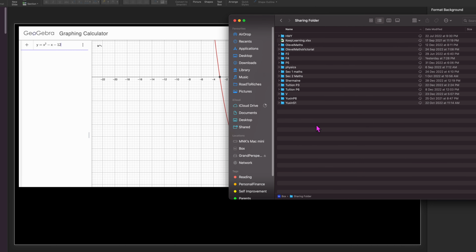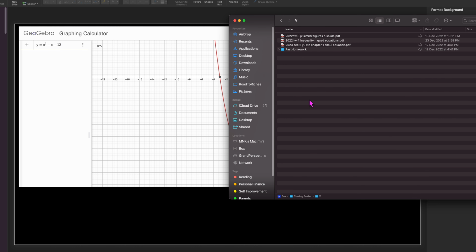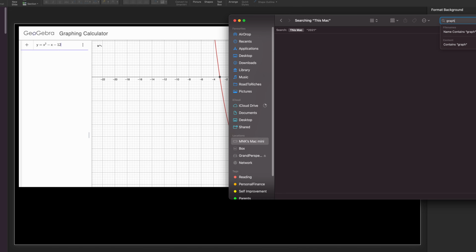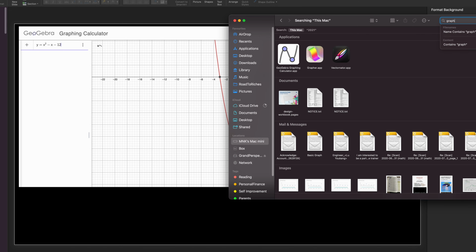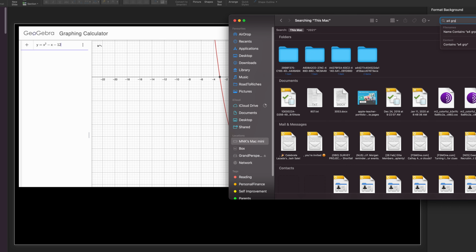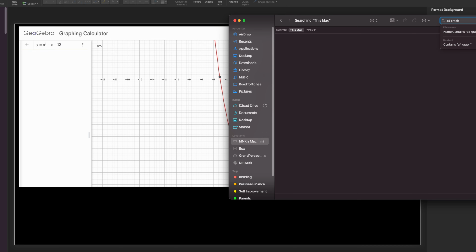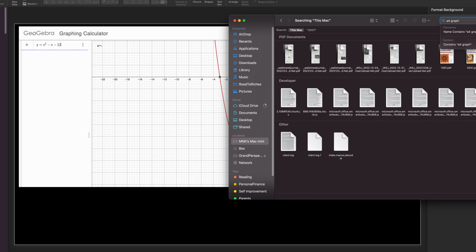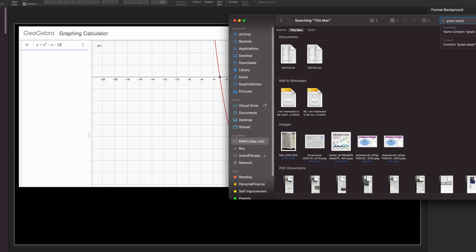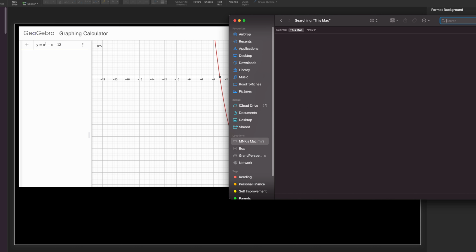I think I have a graph paper here. Is it in your folder? No, it's not in your folder. It's somebody else's folder. Yeah, very good. Oh, I have a lot of stuff. I think it's called A4. Let me see. Don't have it. Funny thing. Okay, so.